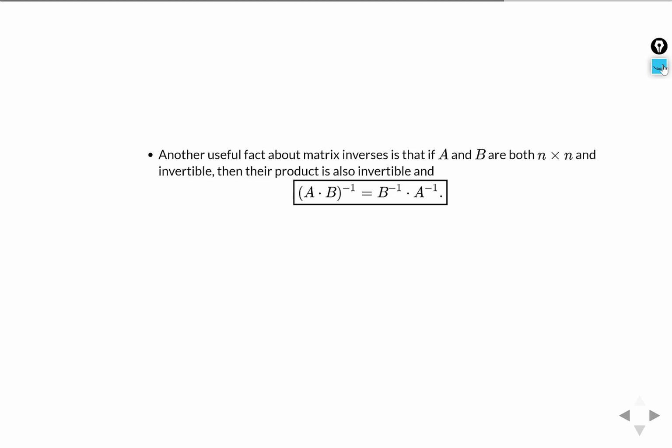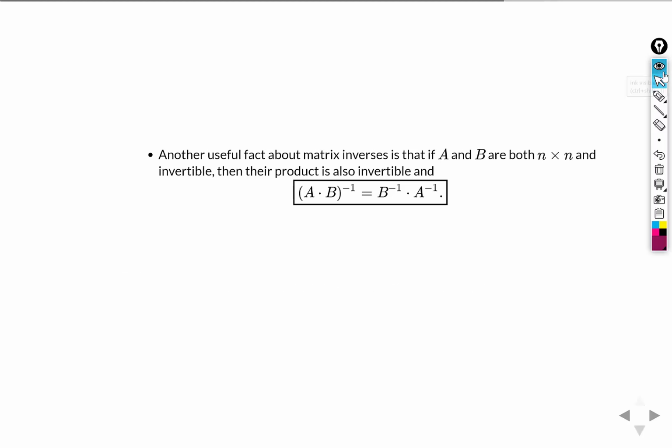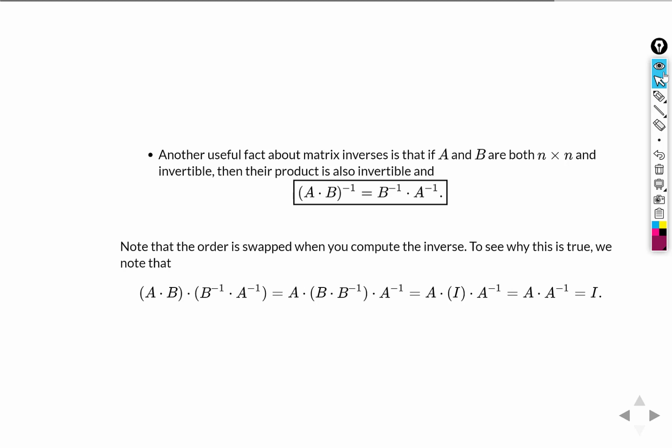Another useful fact is that if we take the inverse of A times B, we get B inverse times A inverse. Notice that the order is swapped. The reason is that if we multiply A by B, the claim is that B inverse times A inverse is the inverse of the product.